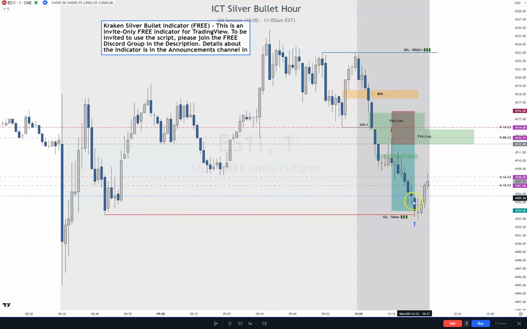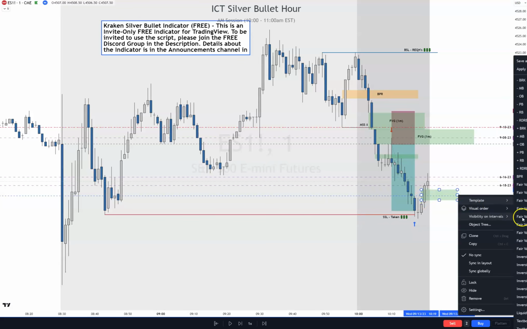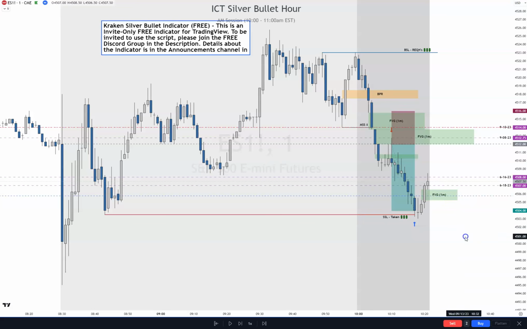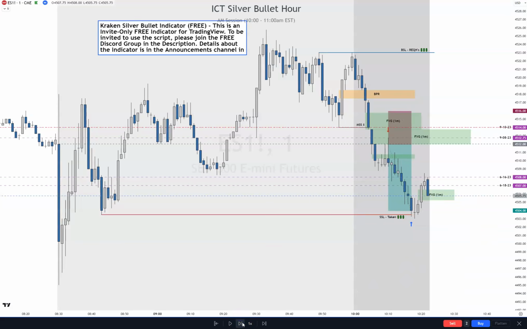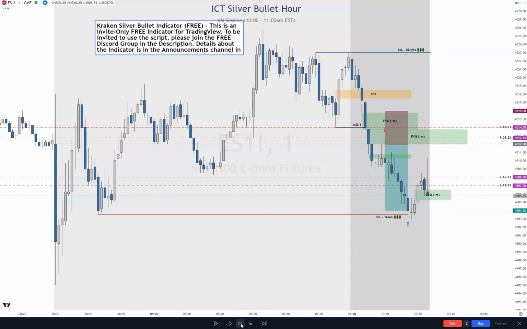Let's mark fair value gaps here just to see how they get respected or if they get violated. Okay. That's pretty close to consequent encroachment. It's a little more than consequent encroachment, but I wouldn't have taken that trade as an entry. I have no reason to go long at this moment right here, but it does work out, obviously.